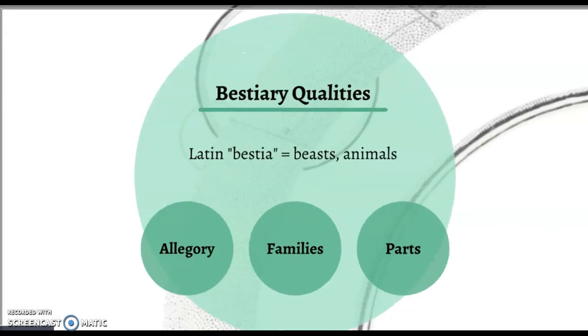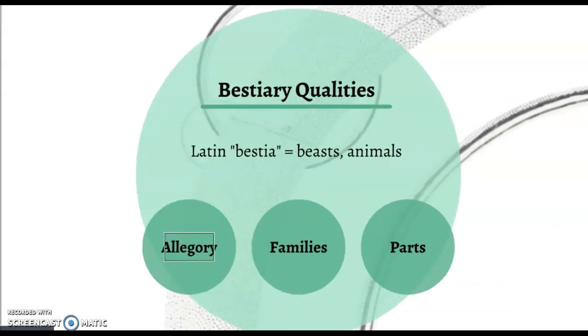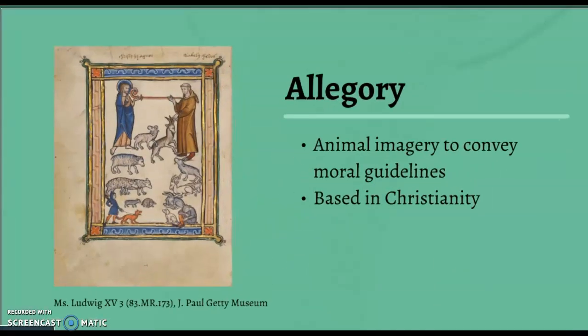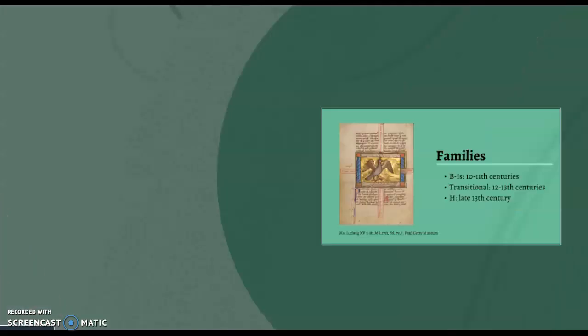What are bestiaries? Well, they come from the Latin term bestia, meaning beast or animal, and they are books about animals. They centered very much on allegories, much like Aesop's fables, using animal imagery to convey moral guidelines or lessons. And they had strong religious overtones based in Christianity.